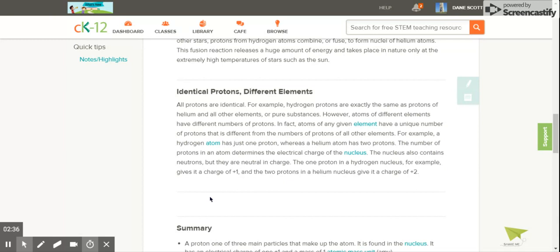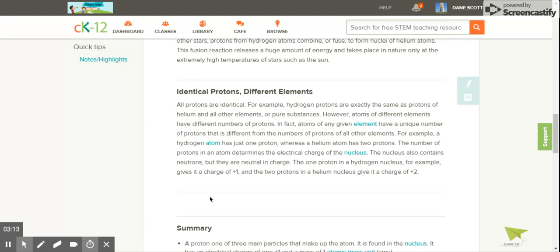The number of protons in any atom determines the electrical charge of the nucleus. The nucleus also contains neutrons, but they are neutral in charge. The one proton in a hydrogen nucleus, for example, gives it a charge of +1, and the two protons of a helium nucleus give it a charge of +2. So in essence, every single element is defined by how many protons it has. Likewise, if you know how many protons an atom has, you know what kind of element it is. So protons are the essence, that is what determines the element.